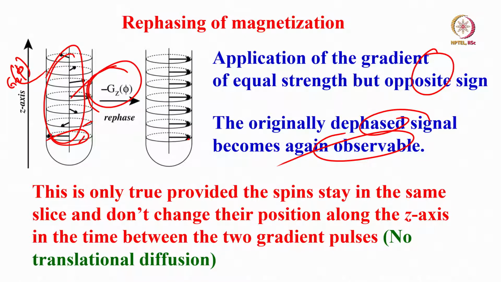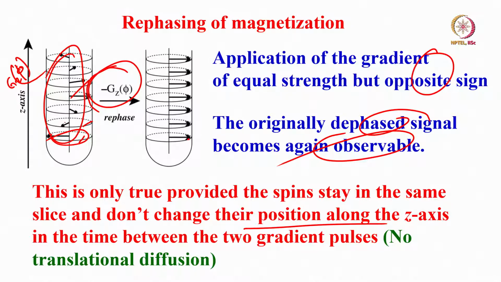Is it true always? You may assume, are the nuclear spins of the molecules constant to a particular place? No. They will be undergoing motion, translational motion, they will be undergoing diffusion. There is a translational diffusion going on. This rephasing is true only if the spins do not change their position along the z axis between two gradients. That is a very important point.